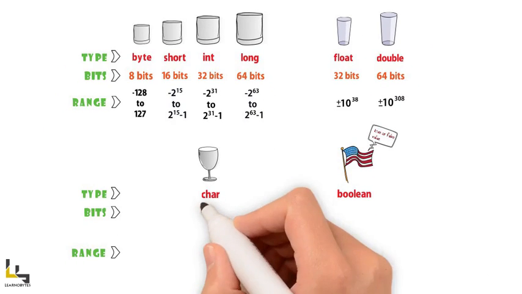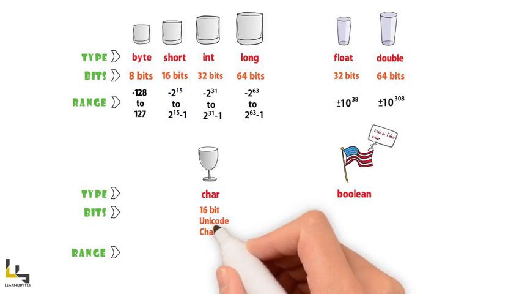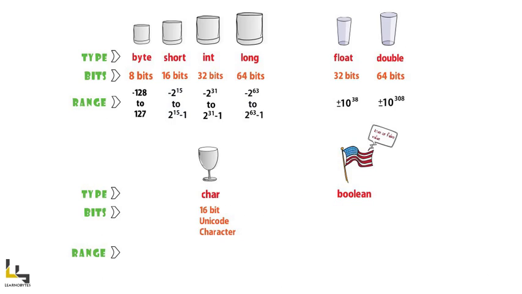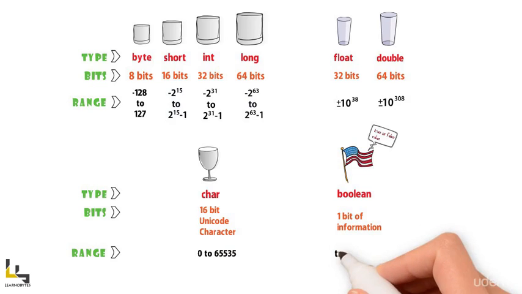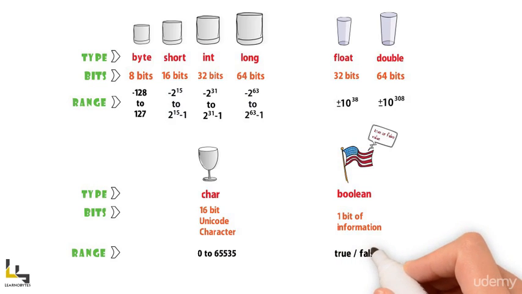A char holds a single 16-bit Unicode character. It has a minimum value of 0 and a maximum value of 65,535. Boolean represents 1 bit of information with only 2 possible values, true and false. Boolean is used for simple flags that track true or false condition. The size of a Boolean is not precisely defined.